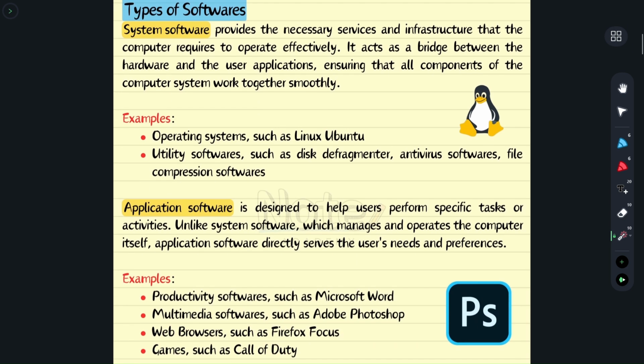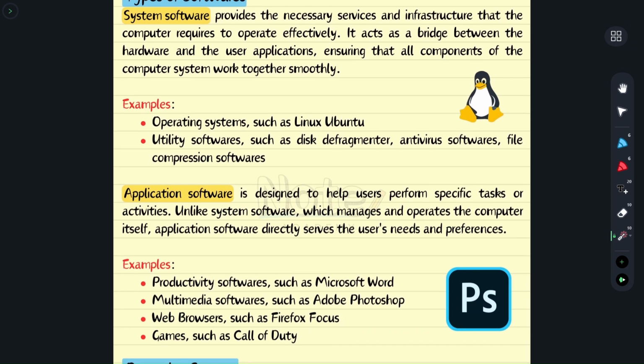So coming on to the second type of software, which is application software. These are all of the software that are designed to help users perform specific tasks. Let's just suppose that if you want to play a few games, you will want to download software such as Call of Duty or Valorant. If you want to edit documents, you will download Microsoft Word or any other type of productivity software, right? So these are basically the software that a user can download according to his needs rather than it being pre-installed in a laptop or a PC.